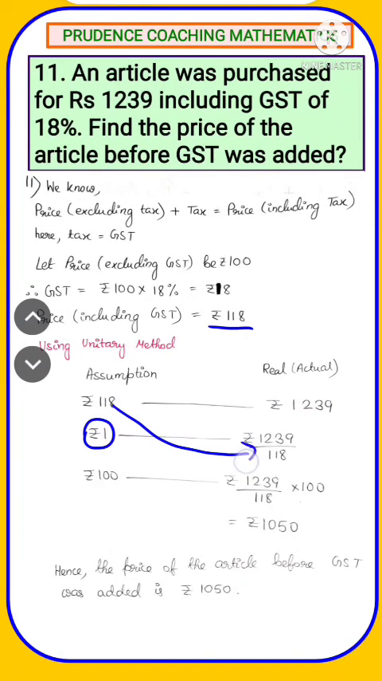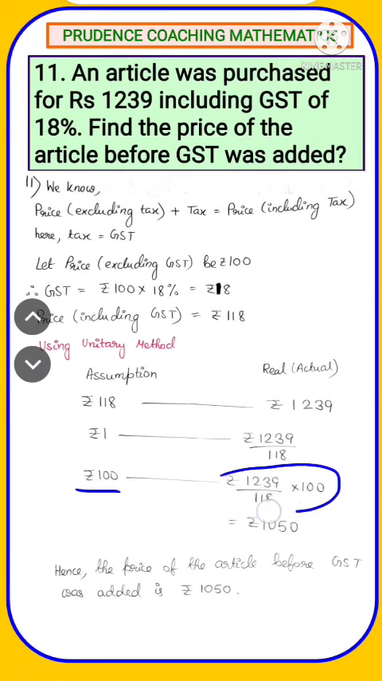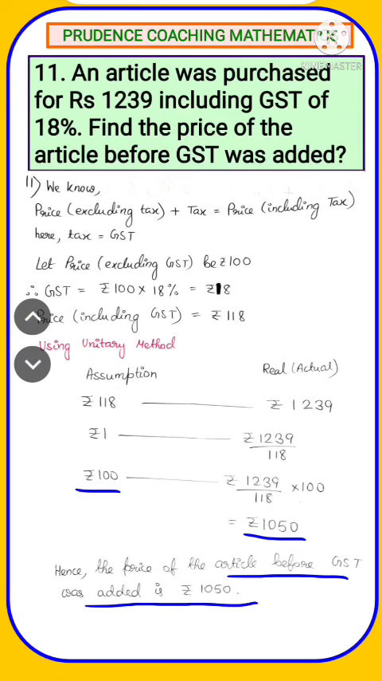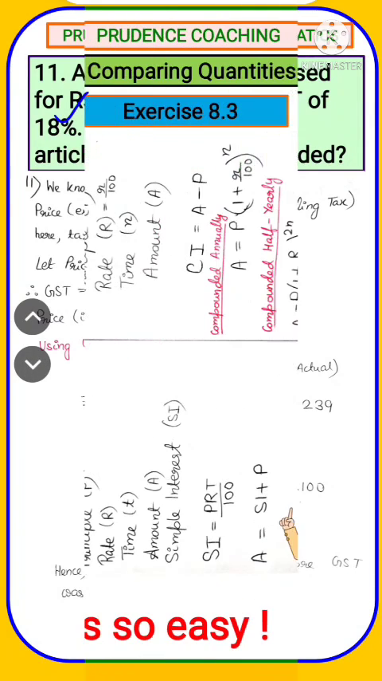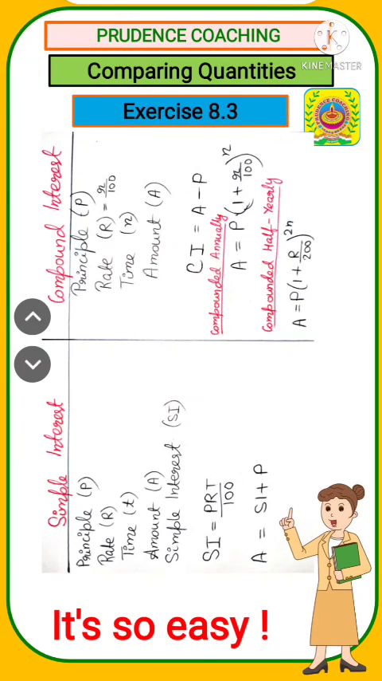1239 divided by 118. After this, as we are asked to calculate the price excluding GST, which is 100 according to our assumption, we need to find the value of 100 unit. 1 unit is this one. So 100 unit will be 1 unit into 100. So you will get rupees 1050. Hence the price of the article before GST was added is rupees 1050. So my dear students, with this we come to the end of this particular exercise, that is exercise 8.2.